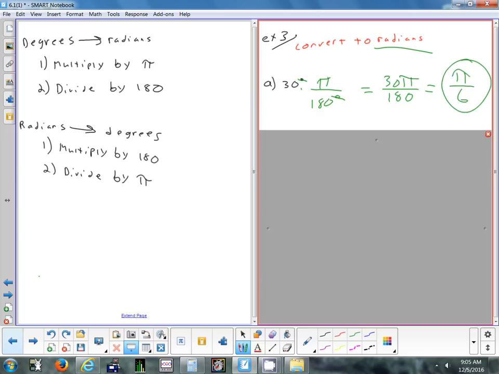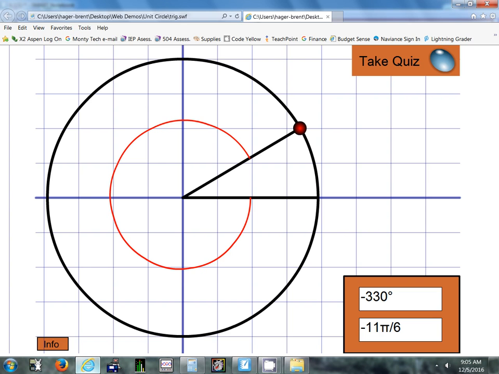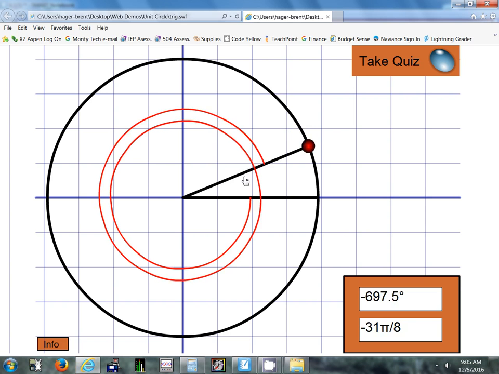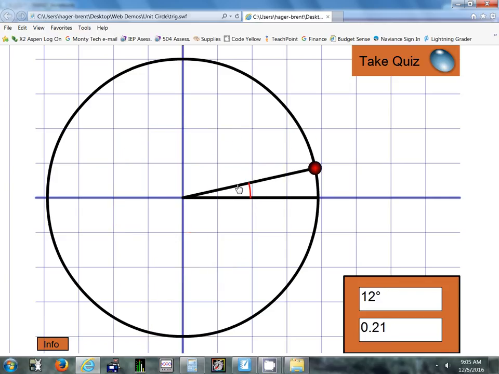And you might have noticed that when I drew a 30-degree angle in this program, let's go back this way, for certain angles, it doesn't write it as a decimal, and it wrote it as pi over 6. Right? So this program is showing me degrees and radians.